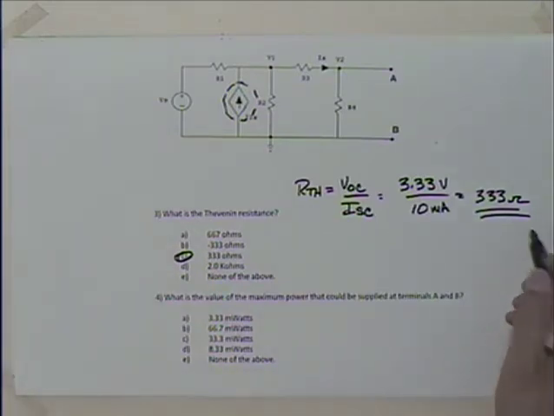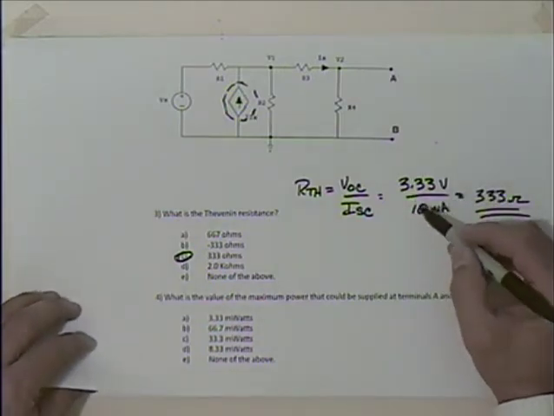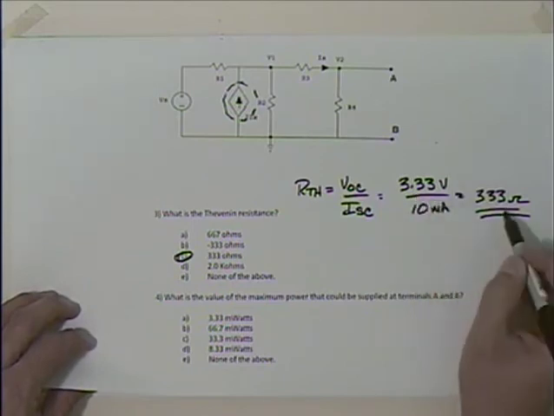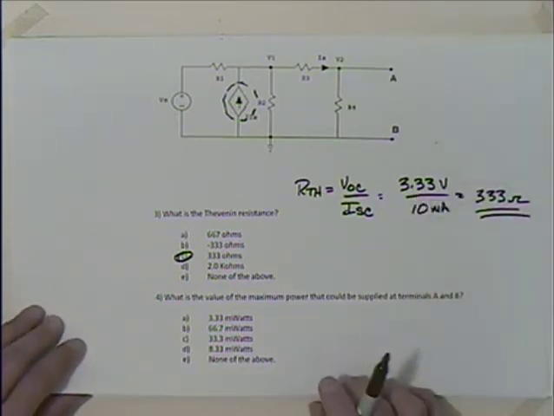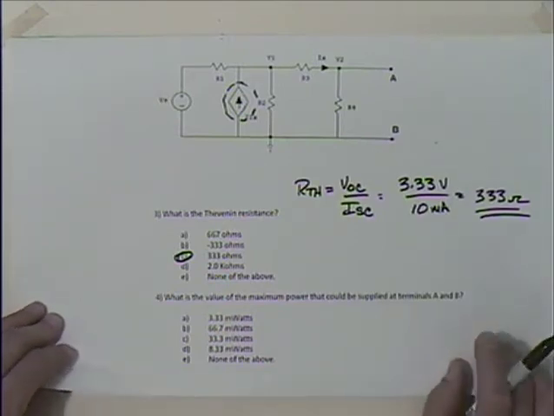Yeah, somehow I was second guessing myself on that. No, that's correct, because you're going to move it. 10's going to move it one place there, and then when you get rid of the milli in the denominator, you'll move it to the right 3 places. Good. The last one, what's the value of maximum power that could be supplied to terminals A and B?